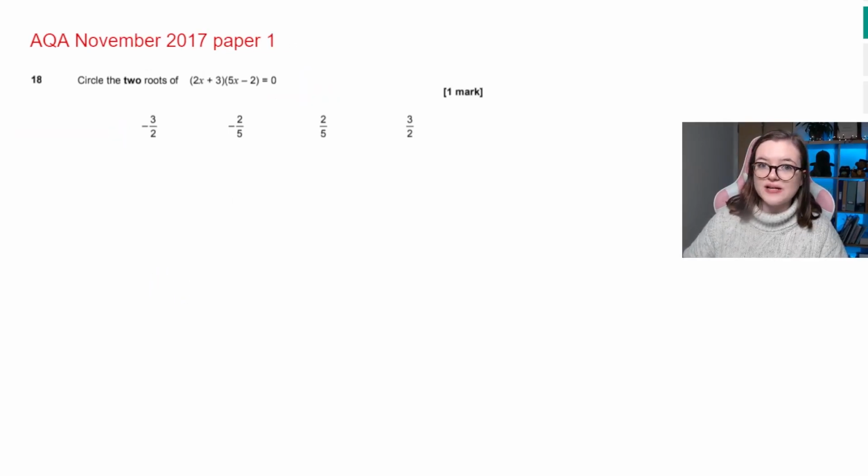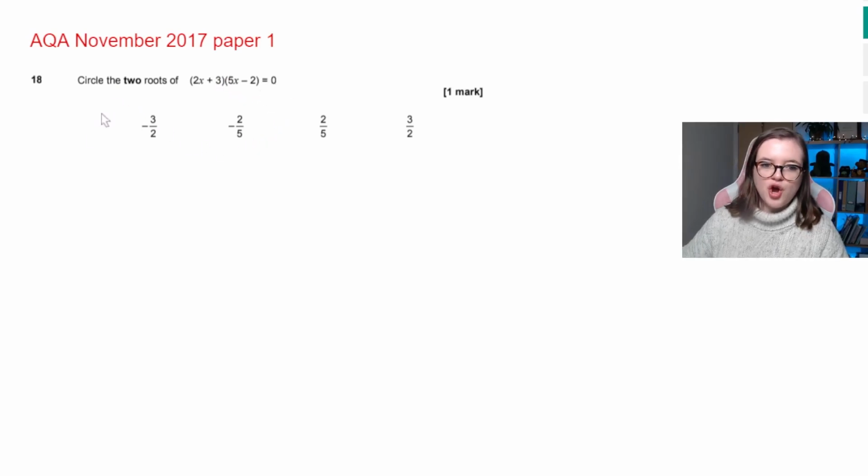Okay, last exam question then, another AQA question. I'll talk about why that is in a second. But AQA November 2017, paper 1. Multiple choice questions, so pause it, have a go, see how you get on. Okay, then question 18, circle the 2 roots of 2x plus 3, lots of 5x minus 2 equals 0.